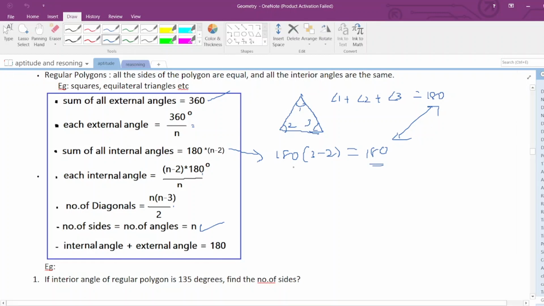If you want to find each angle, then you have to divide it by n, where n is equal to 3 here, which gives 60. So each angle, this is 60 degrees, this is 60 degrees, this is 60 degrees.